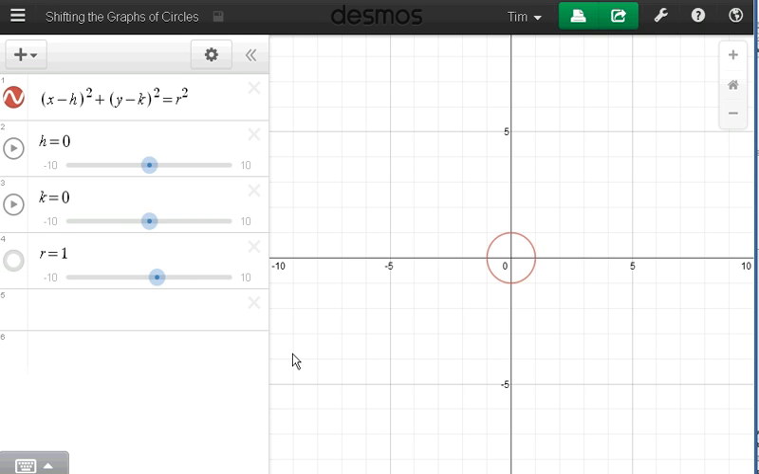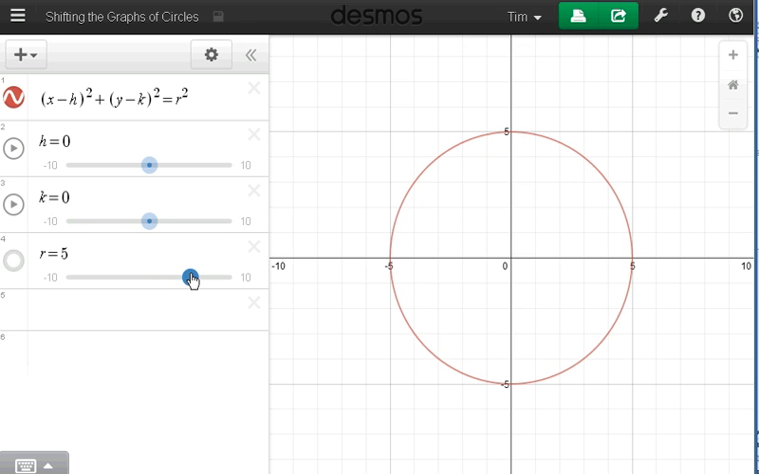So let's go to a demonstration graph on Desmos.com. I've got a circle here. It is centered at the origin, and its radius is 1. You can see that I've got the same equation that I had written on the Word document before. This has an h value of 0, a k value of 0, and an r value, a radius, of 1. Remember that if we want to change the size of the radius, we change the value of r.